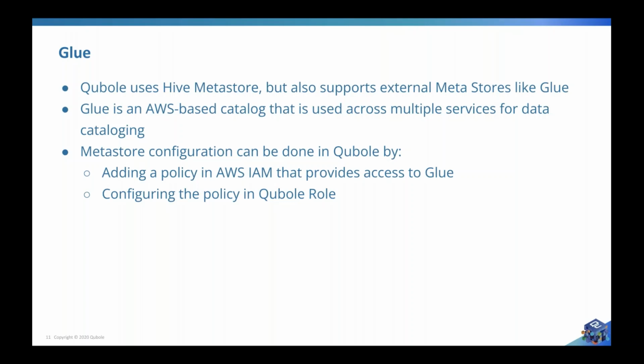Now, configuring Glue is pretty straightforward in case of Qubole. It's about adding a policy in AWS and making sure that Glue is in the policy which we are setting up for Qubole, and that's pretty much it. You don't have to make a single line of code change, and you are on your way. You have Glue as your metastore. I'll quickly show a quick demo.